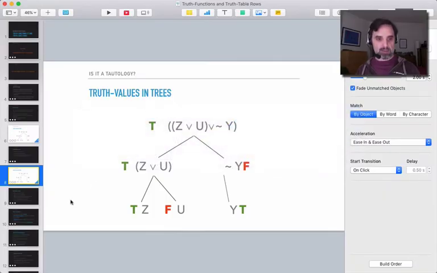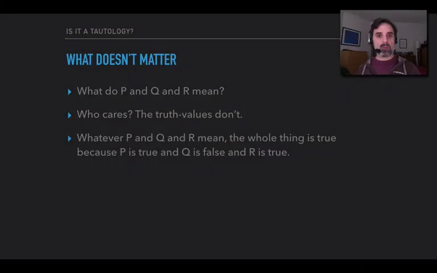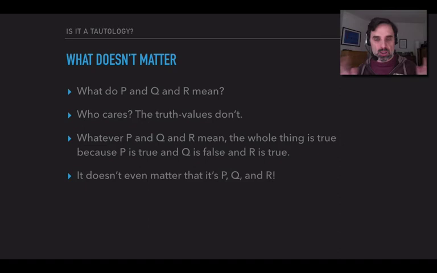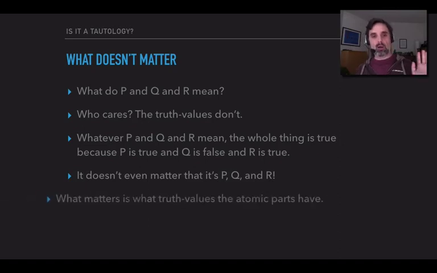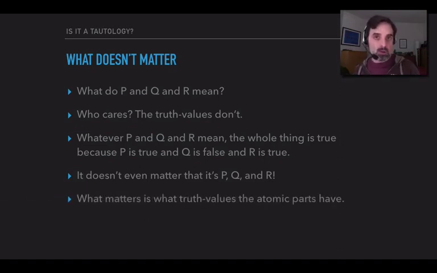And what this tells us is not only does it not matter what P, Q, and R mean, it doesn't even matter that it's P, Q, and R in the sentence. Whether we put P, Q, and R in, or Z, U, and Y in, what matters is what truth values the atomic parts have, not which ones the sentence is built up of. Is it Z? Is it P? Who cares? Just tell me whether or not Z or P or whatever is true. Tell me whether or not Q or U is true, and then I'll tell you whether or not the whole thing is true.